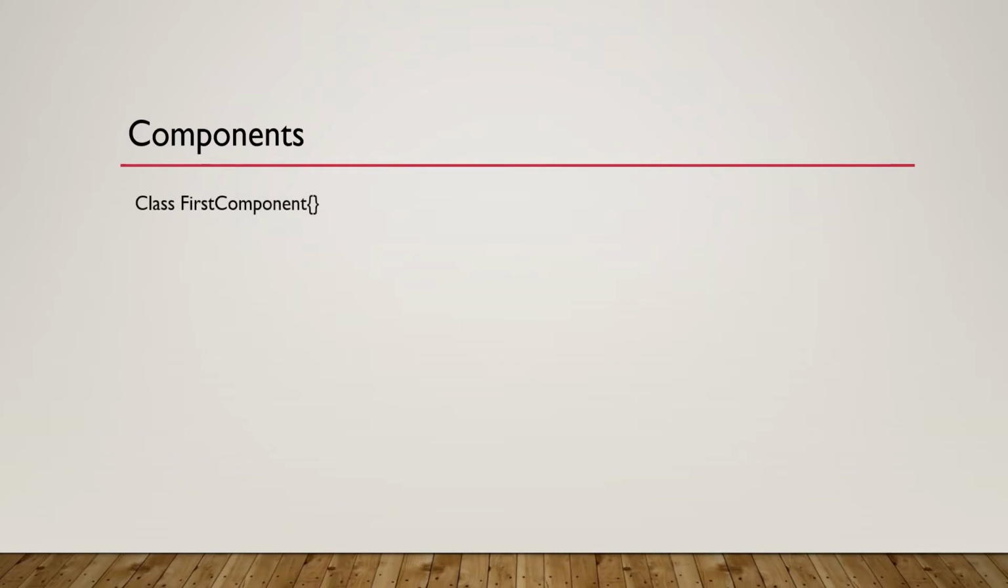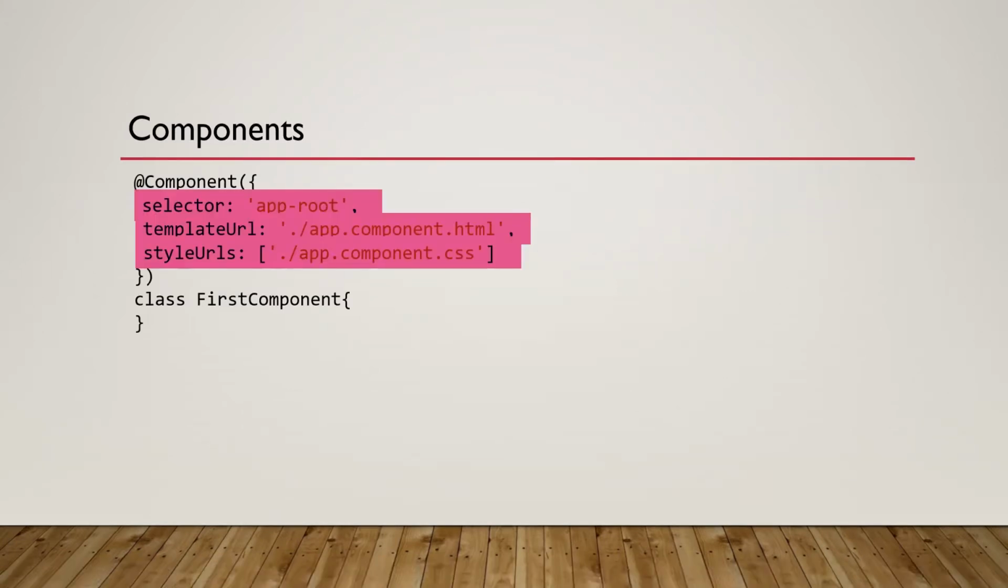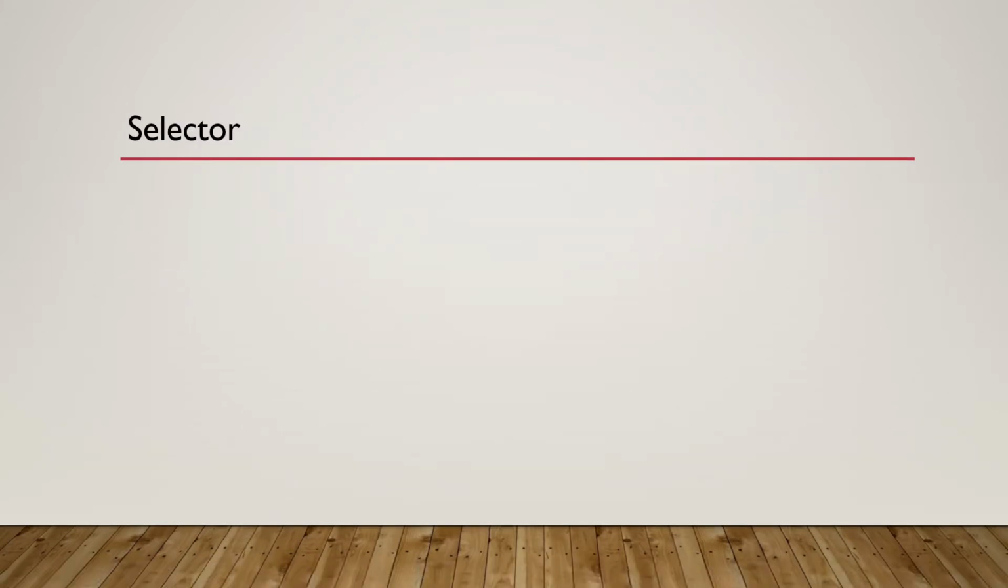Let us assume we have a class called FirstComponent. In order to make this TypeScript class an Angular component, we need to declare the @Component decorator on top of the class. The @Component decorator can take multiple properties as an argument. Let's discuss a few important properties among them: selector, templateUrl, and styleUrls. Let's discuss each of these decorator arguments.